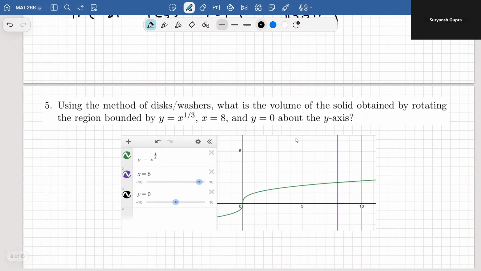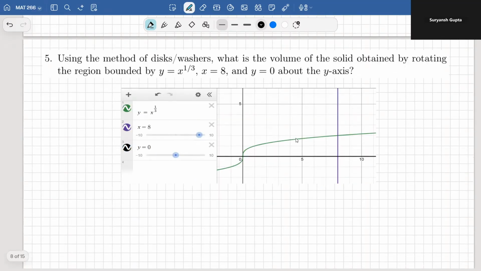Now, moving on to the next question, it's also the disks and washers method, and it's asking us to find the volume of the solid obtained by rotating the region around y equal to x to the power 1 by 3. So in the graph here, y equal to x to the 1 by 3 is this curve. X equal to 8 is this line. And y equal to 0 is the bottom line again.